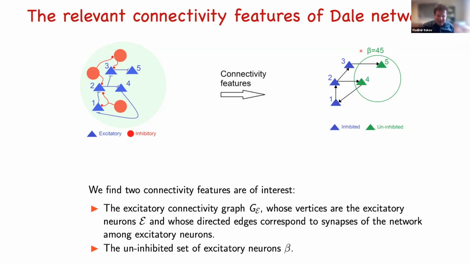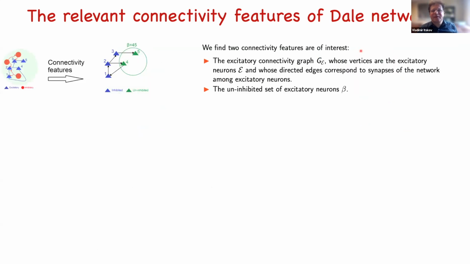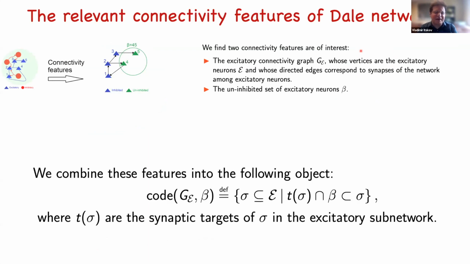Let's call it beta. Okay, now we take these two features and assemble them into this object, which we call code of G and beta. Again, this object is associated with connectivity and nothing else of this network. It doesn't take into account particular values of synaptic strengths. And what this says is that sigma belongs to the code if all the synaptic targets, according to the excitatory subnetwork, the uninhibited pieces of this lie back in sigma.